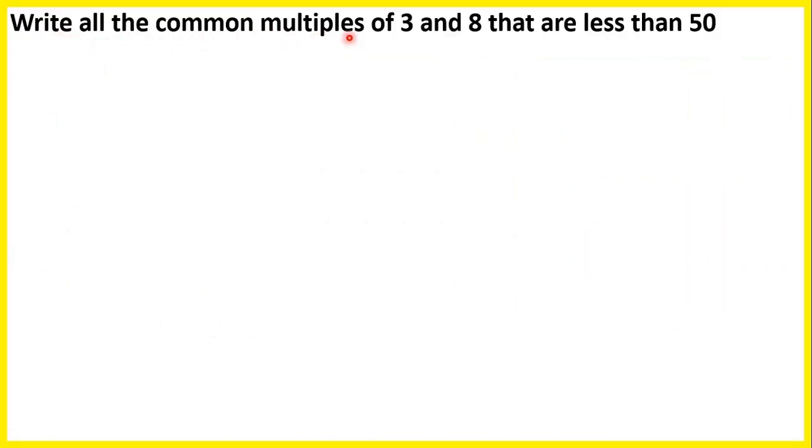Write all the common multiples of 3 and 8 that are less than 50. So a multiple of a number is in that number's times table, or it's a number that can be divided by that number without giving a remainder. So because we want the common multiples of 3 and 8, we need numbers that are in both the 3 and 8 times tables, or numbers that can be divided by both 3 and 8 without giving a remainder.